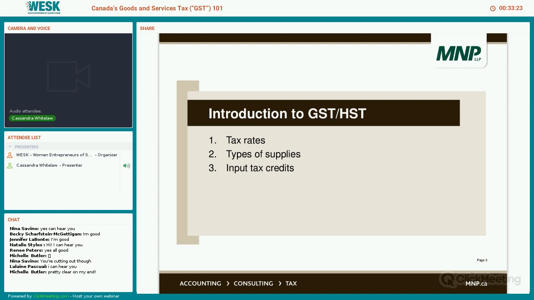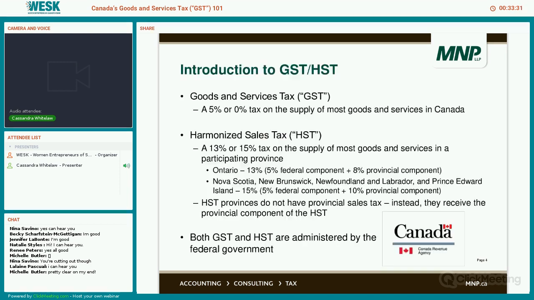So to start with, I'll talk a little bit about what GST is. We'll talk about the different tax rates, the types of supplies, and finally input tax credits. So Goods and Services Tax, or GST, is a transactional tax. It's a 5% or a 0% tax on the supply of most goods and services in Canada.